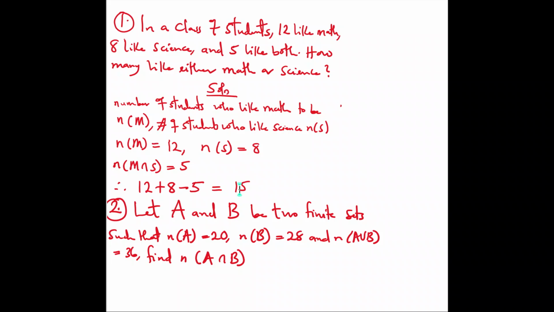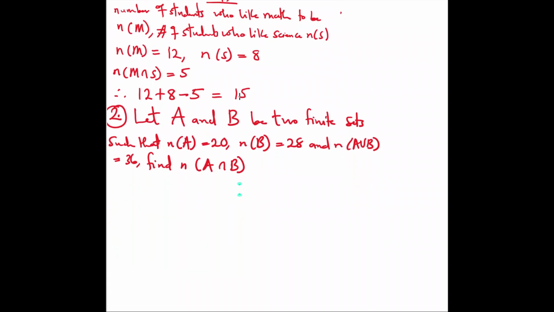The next question says, let A and B be two finite sets such that n(A) is equal to 20, n(B) is equal to 28, and n(A union B) equals 36. So the combination of the two sets is 36. Now we have to find the set that is common between A and B.